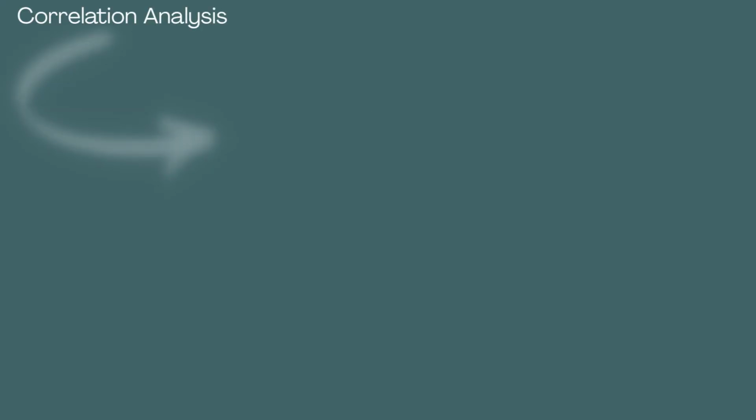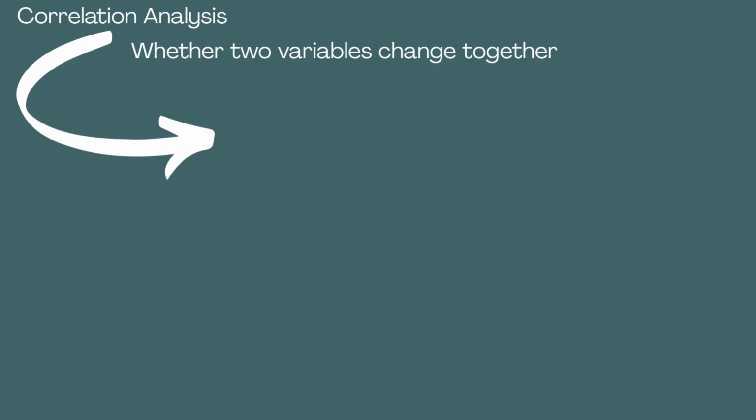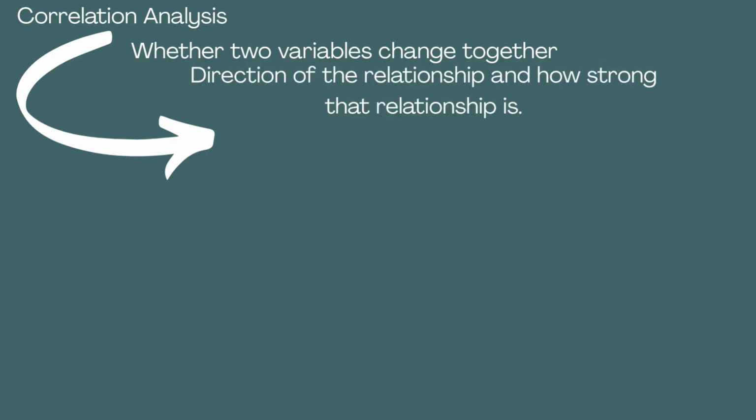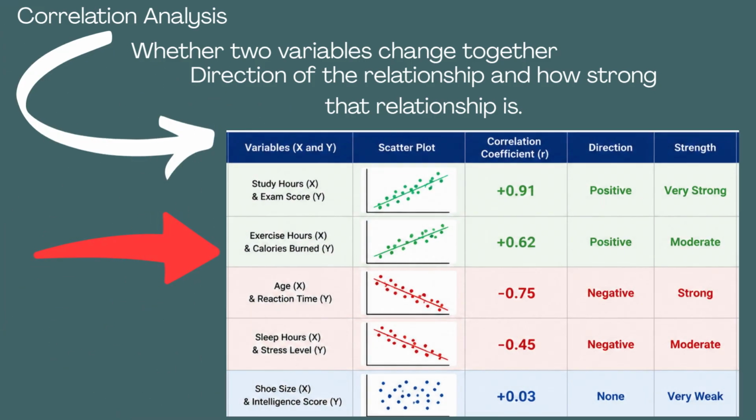Correlation analysis. Correlation analysis shows whether two variables change together. It tells you the direction of the relationship and how strong that relationship is. The result is shown by a correlation coefficient that ranges from -1 to 1. A value close to 1 means there is a strong positive relationship. A value close to -1 means there is a strong negative relationship. A value close to 0 means there is little or no relationship between the variables.